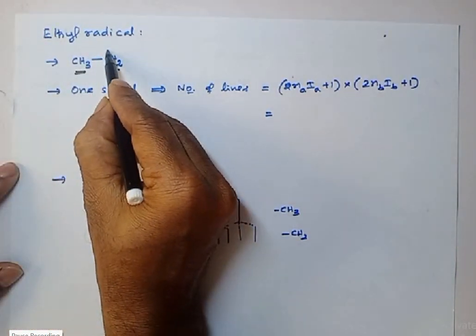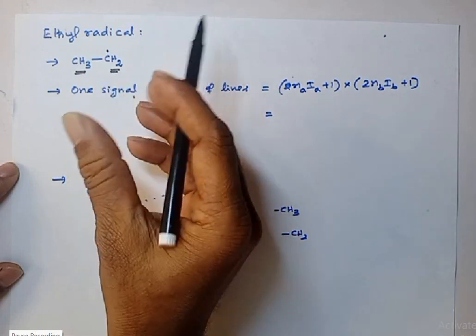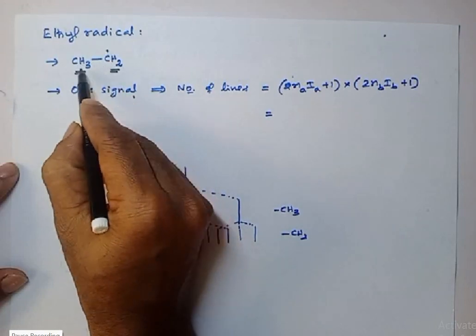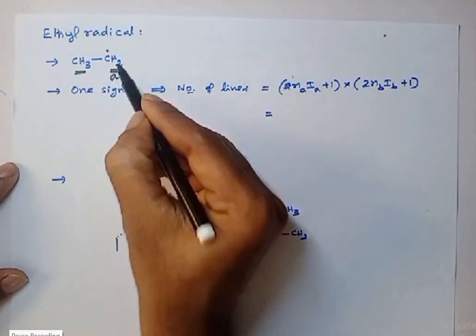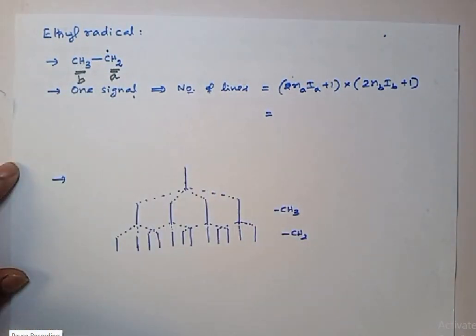We have one odd electron, therefore we get one signal. Then that signal is split into many lines. How many lines do we get? We have 2 different types of protons. So let me take the CH2 protons as A protons and CH3 protons as B protons.